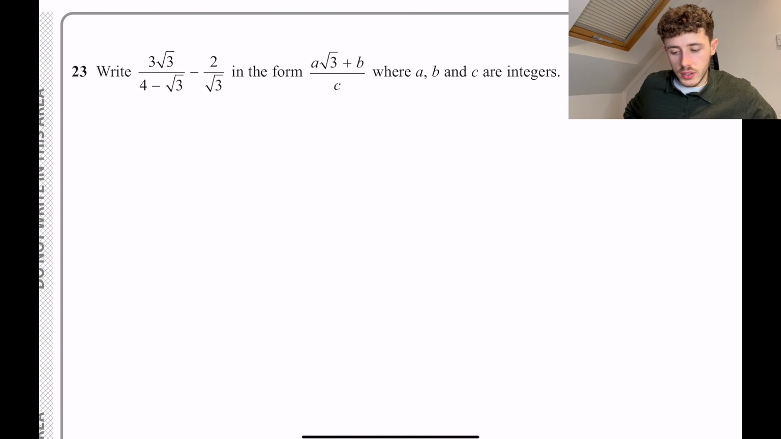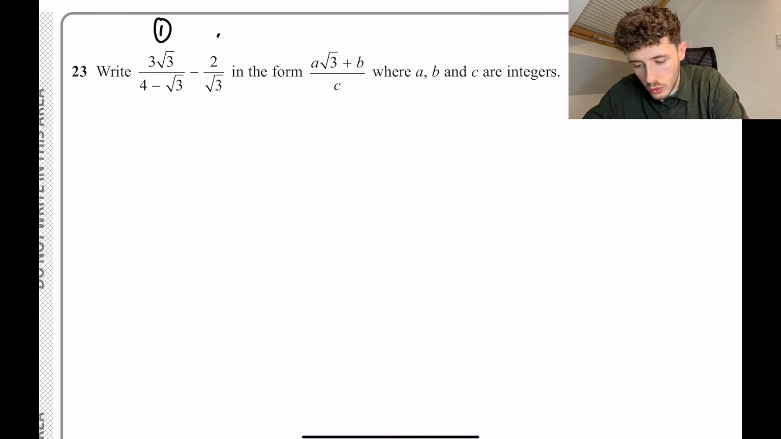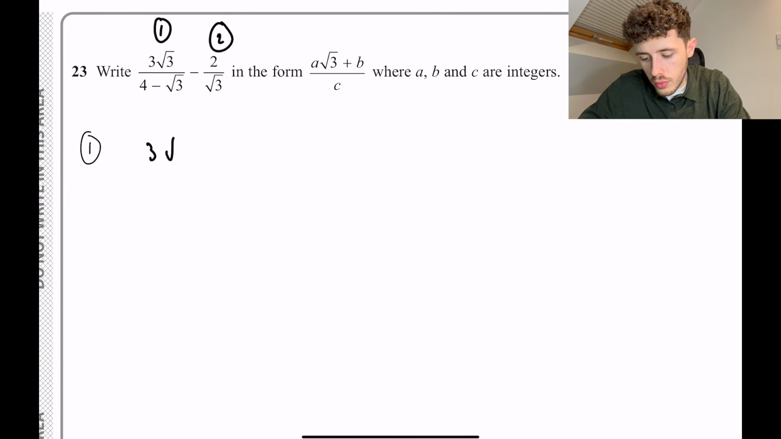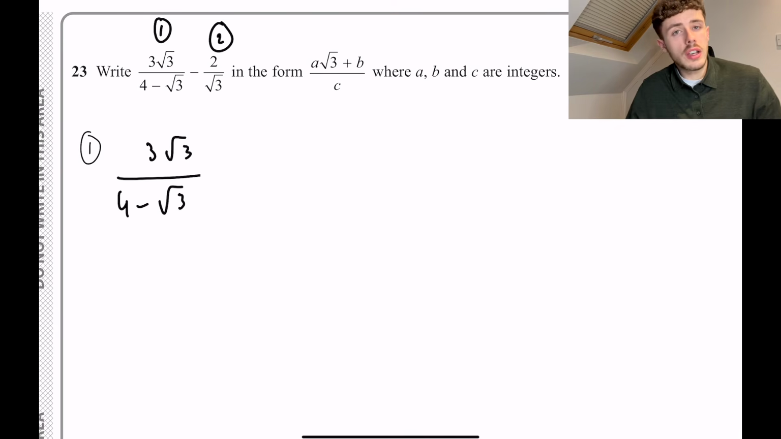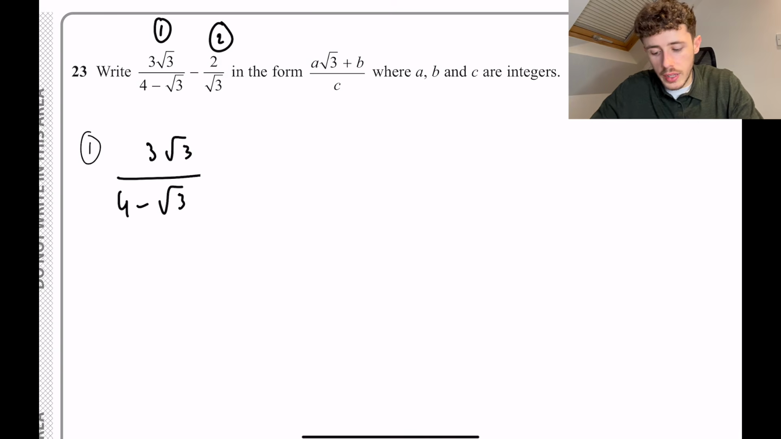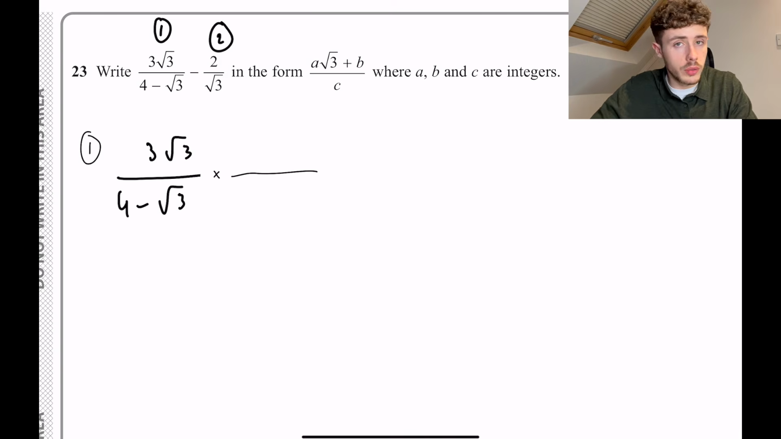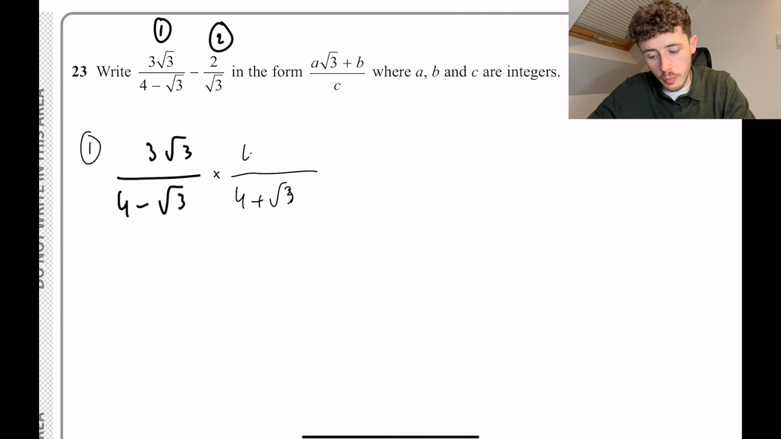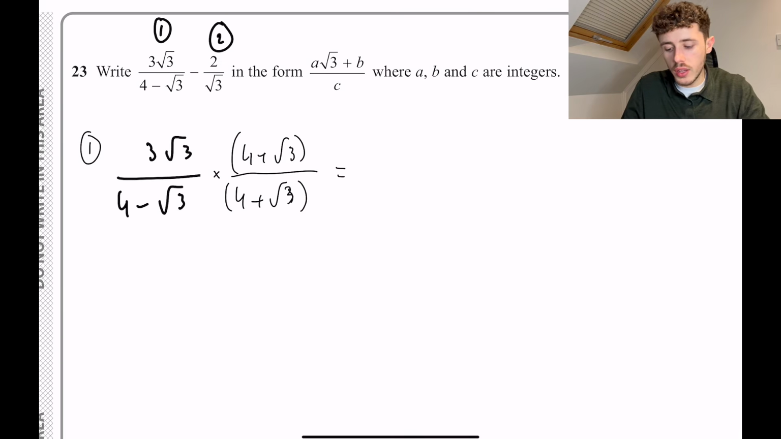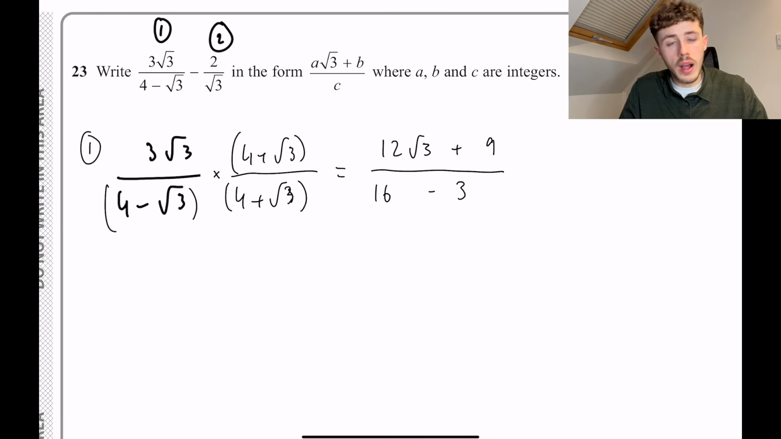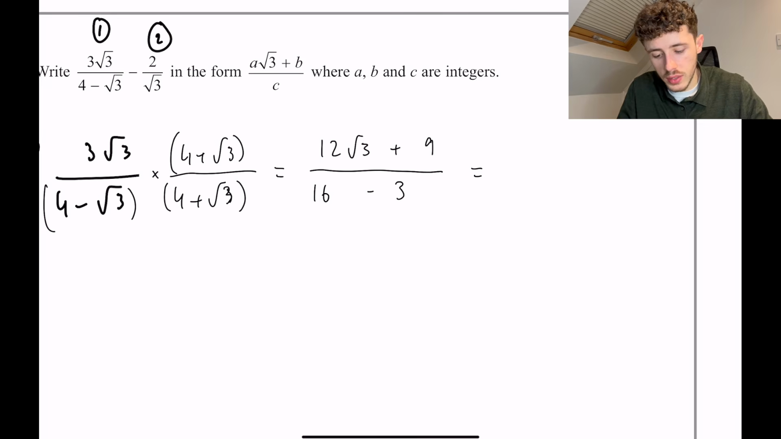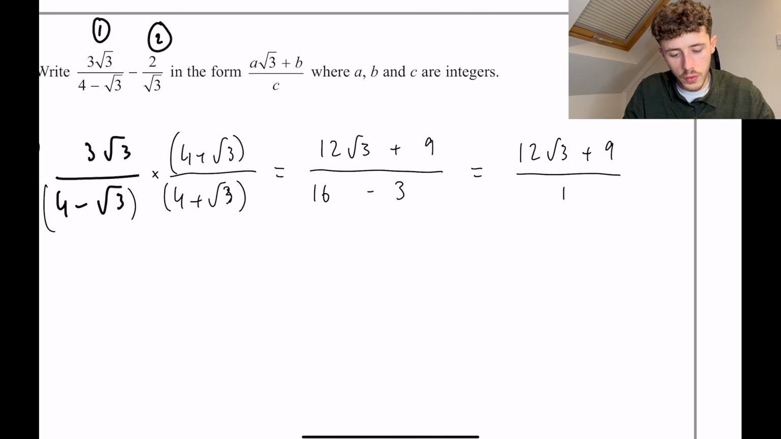A complicated looking surds question. So we need to just simplify the left hand side to look like a root 3 plus b over c, where they're all integers. So let's break it down into 1 and 2, I think. Let's look at number 1 first. 3 root 3 over 4 minus root 3. This is a good example of rationalizing the denominator. To rationalise the denominator, we want to multiply by the conjugate, which is just the same expression but with the opposite sign, on both the top and the bottom of the fraction. So if we use the claw method to expand all of that out, we will have this. Please let me know down below if you don't understand how I've expanded that out. And we can then simplify this to become 12 root 3 plus 9 over 13.